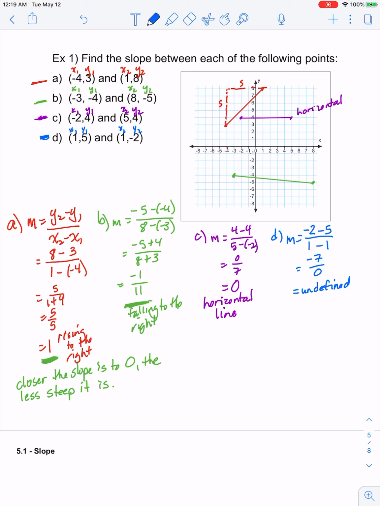Now what kind of line is this one? Let's take a look. 1, 5 is here. 1, negative 2 is here. What kind of line is that? That's right, it's vertical. Okay, so undefined lines are vertical. Or lines that have an undefined slope are vertical lines.